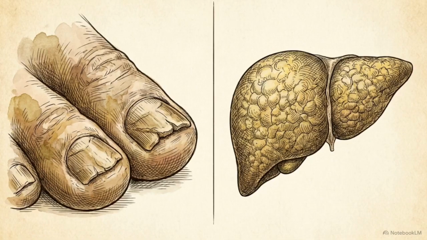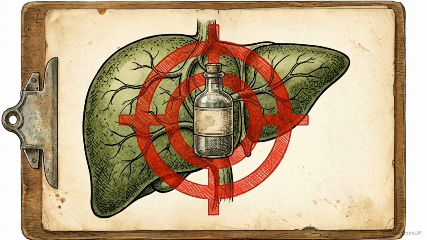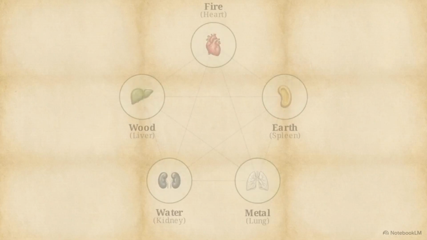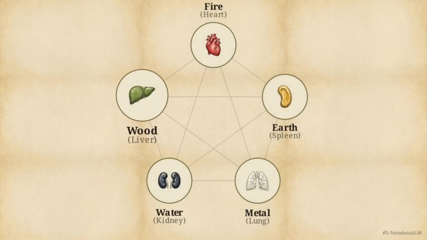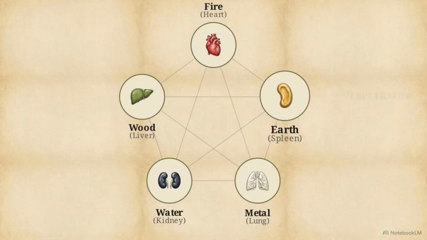Let's trace this metabolic pathway using a specific clinical presentation: a patient with those same yellowish, brittle toenails and a congested, fatty liver. Standard diagnostic practice categorizes this exclusively as a liver pathology, attempting to fix it by administering liver blood tonics. This 5-element map proves treating the liver is the wrong starting point. The cascade begins at the earth element, governed by the spleen. The spleen is the perpetrator.